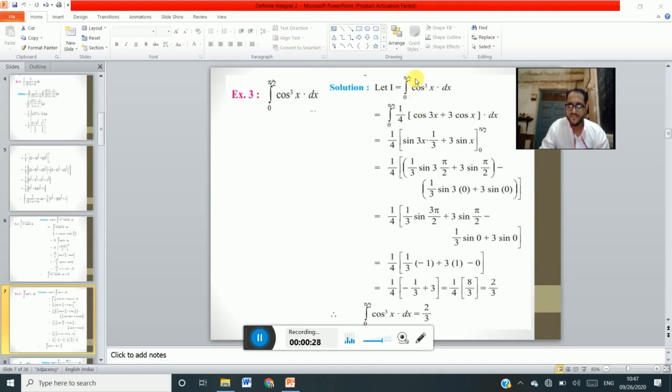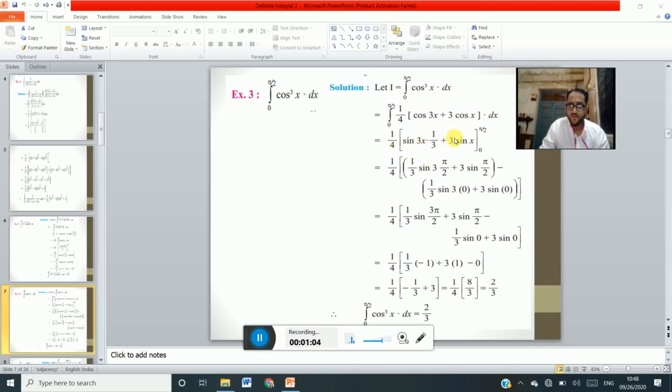So let I be the given integral, and without seeing the limit we have to think about the integration of cos cube theta. We know the result of cos 3 theta: cos 3 theta is 3 cos theta minus cos cube theta. From that we find the value of cos cube theta, which is cos 3 theta plus 3 cos theta by 4. So 1 by 4 of cos 3x plus 3 cos x. This is the result of cos cube, obtained from the formula of cos 3 theta. Try to find that, right?